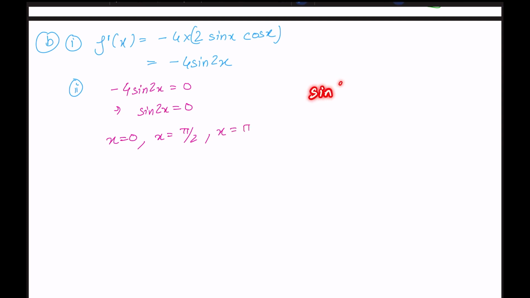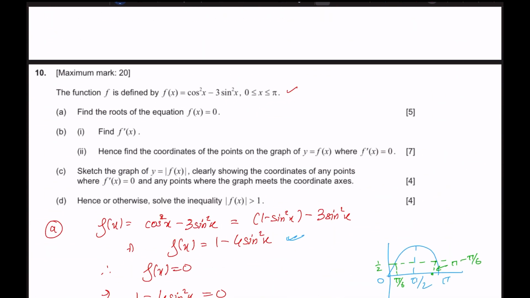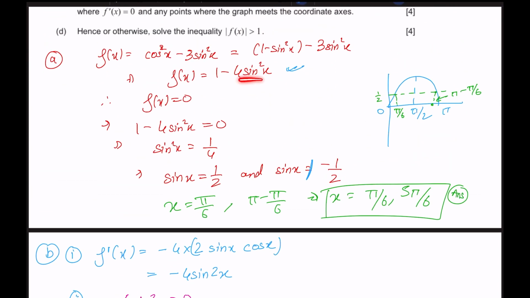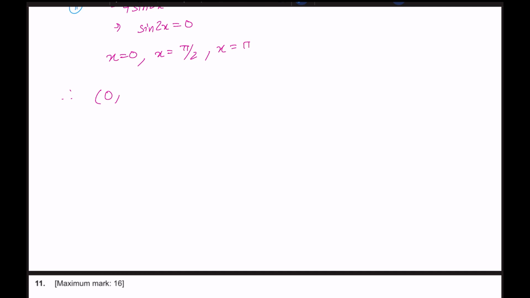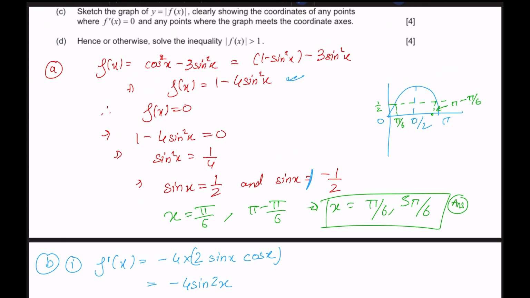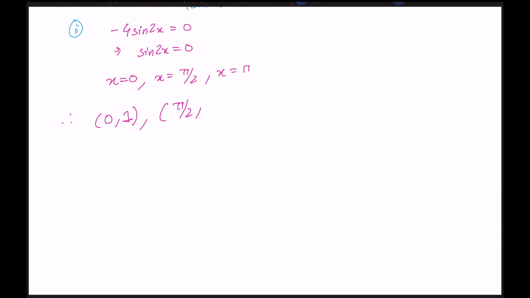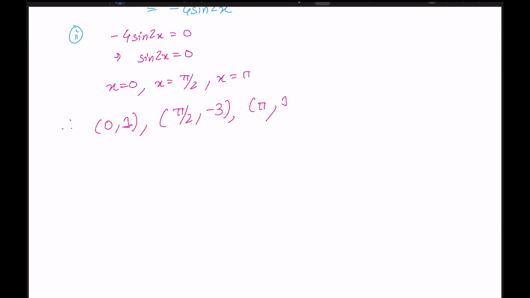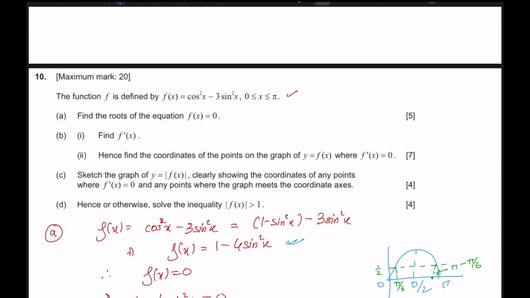Why? Because if x equals pi, you'll have sin 2 pi. Sin 2 pi is 0. So at these three values of x, your f'(x) equals 0, but we need the coordinates of the points. So the first point, when x equals 0, the value of f(x) is 1. And when the value of x is pi by 2, what is the value of f(x)? Sin pi by 2 is 1, so sin²(pi by 2) is also 1. So 1 minus 4 will become minus 3. So f(pi by 2) will be minus 3. And if you put pi in this equation, sin²pi will be equal to 0, so your f(x) will again be 1. So these are the 3 points where your f'(x) becomes 0.